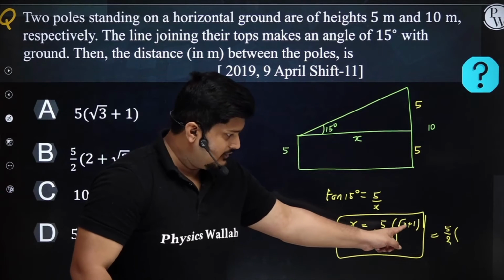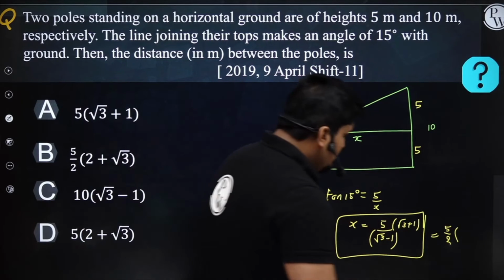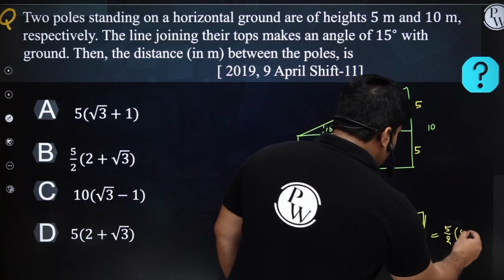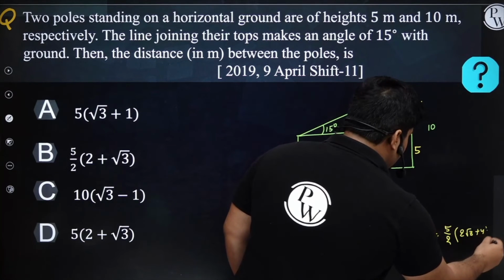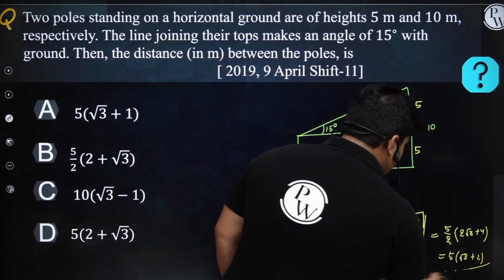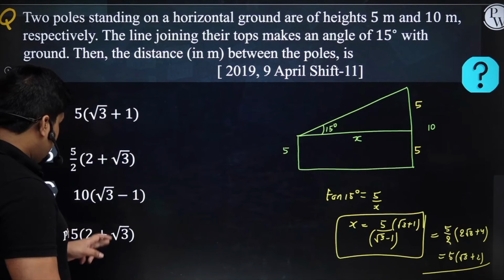If I rationalize here, root 3 plus 1 divided by root 3 minus 1, so root 3 plus 1, root 3 plus 1. So it will be root 3 plus 1, it is, I think, 5 times. This will be 2 root 3 plus 4. So that is equal to 5 times root 3 plus 2. That's it, 5 times root 3 plus 2.